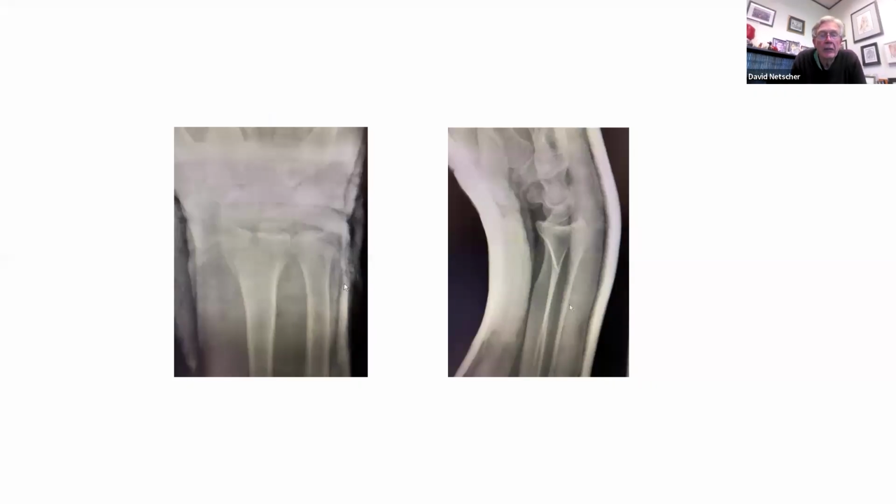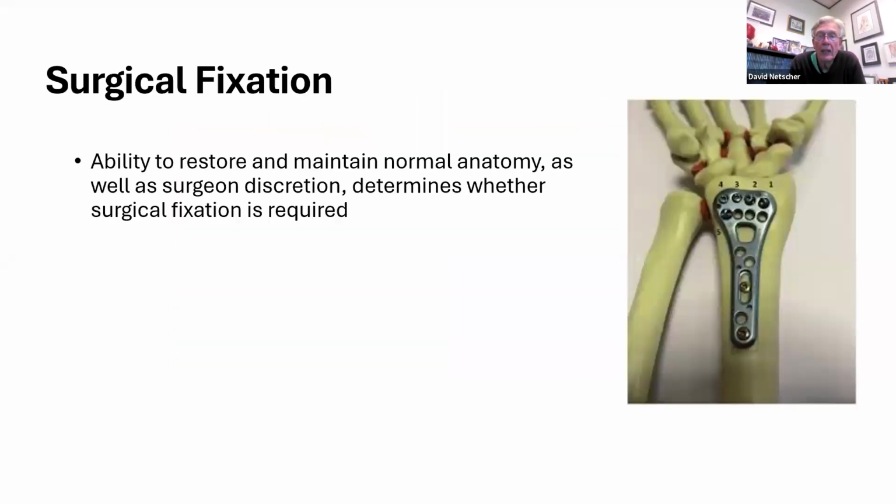So going on then, that would be the post-reduction maneuver, and we've now got a well-aligned fracture. And in healthy young people, that may be all that is required. Surgical fixation is also used to restore and maintain the normal anatomy, and it's done at surgeon discretion.